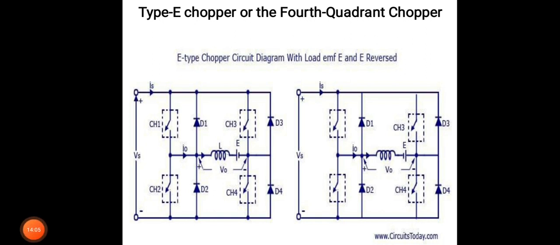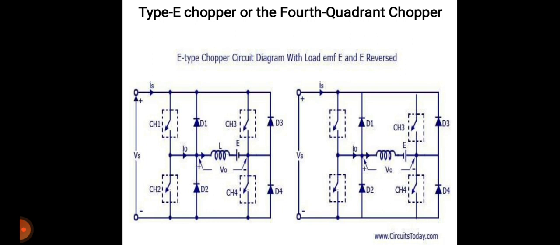Now, second quadrant operation. Here CH2 is operated and CH1, CH3 and CH4 are kept off. With CH2 on, reverse or negative current flows through L, CH2, D4 and E. Inductance L stores energy during the time CH2 is on. When CH2 is turned off, current is fed back to the source through diodes D1 and D4.